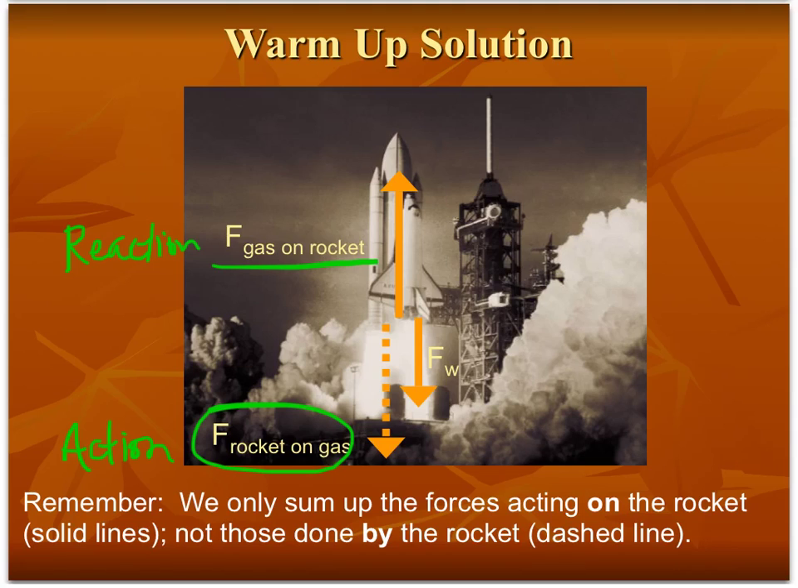And so keep in mind when we're solving this problem, we only sum up the forces acting on the rocket, which is going to be the gas on the rocket and also the Fw, or the weight caused by the pull of gravity. We're going to, in essence, completely ignore the force done by the rocket, which is represented by the dashed line.